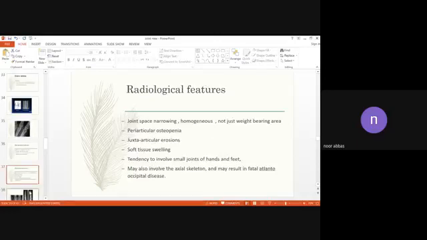The radiological features will be joint space narrowing that is homogeneous, not just the weight-bearing area, periarticular osteopenia or periarticular osteoporosis, juxta-articular erosions, soft tissue swelling, and tendency to involve the small joints of the hands and feet. It can also involve the axial skeleton and may result in fatal atlanto-occipital disease.